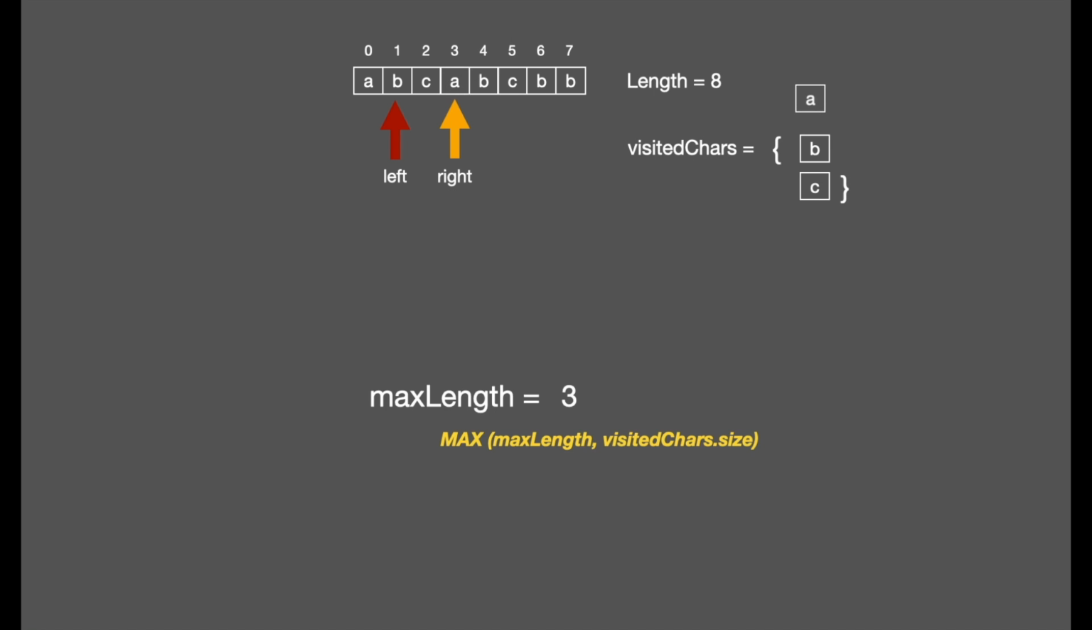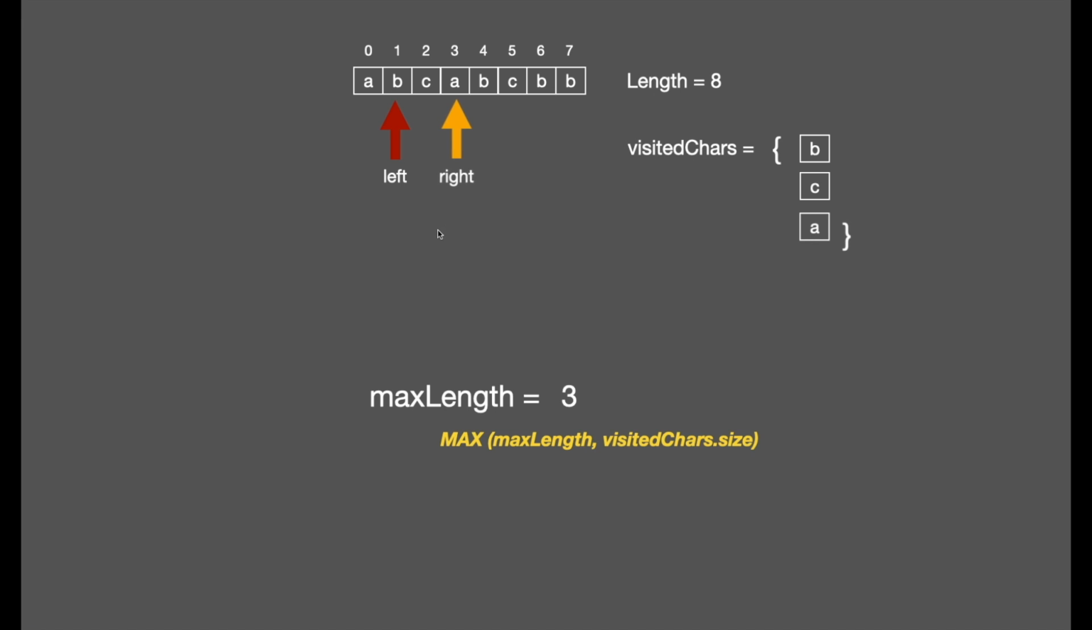Again we are going back to the right side. We are checking the new character in the visited characters, which is A, which is not there, and we are adding that to the visited characters. Now the current max length is 3 and the visited characters size is 3. Comparing with the max length, which is already 3, we don't need to make any assignment.